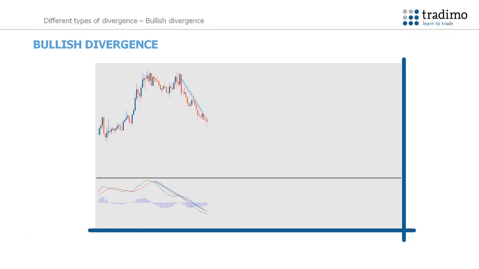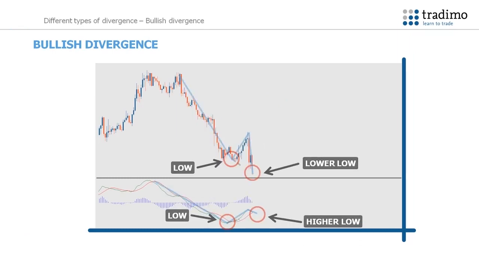We will now look at what bullish divergence looks like on a chart. You can see price makes a lower low, but the MACD indicator makes a higher low. This is an indication that we may see a move in the opposite direction.